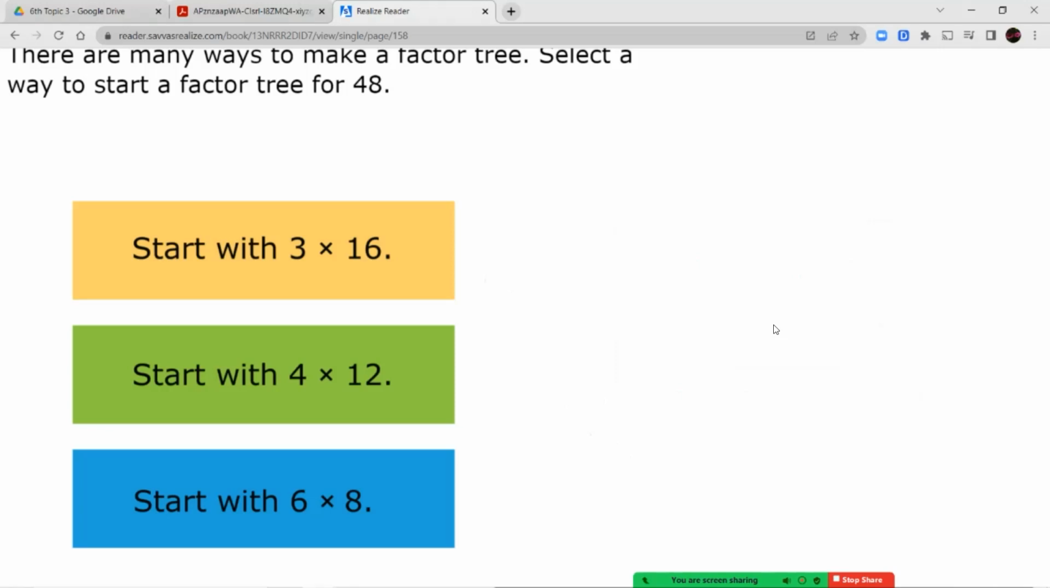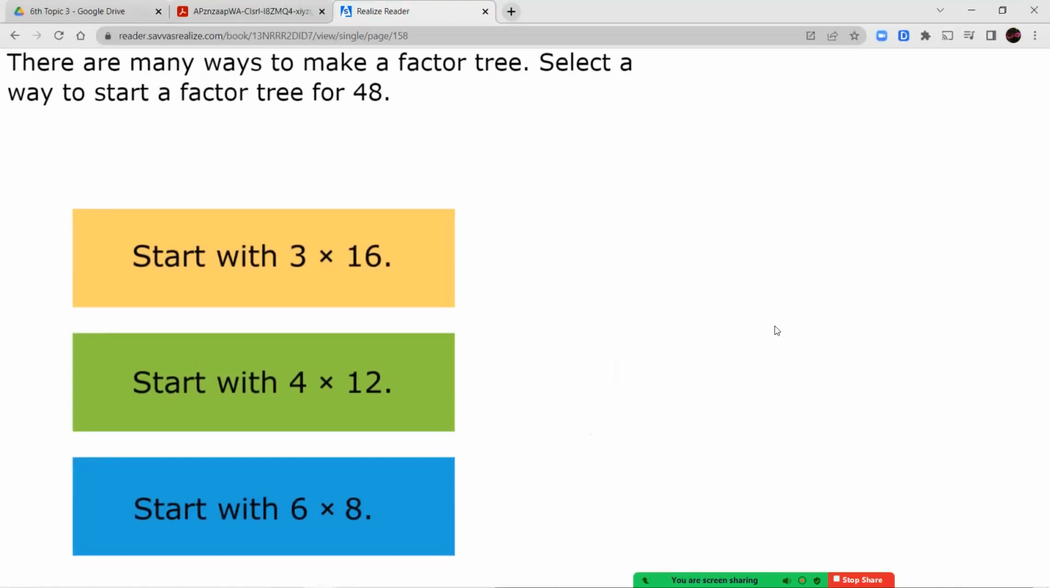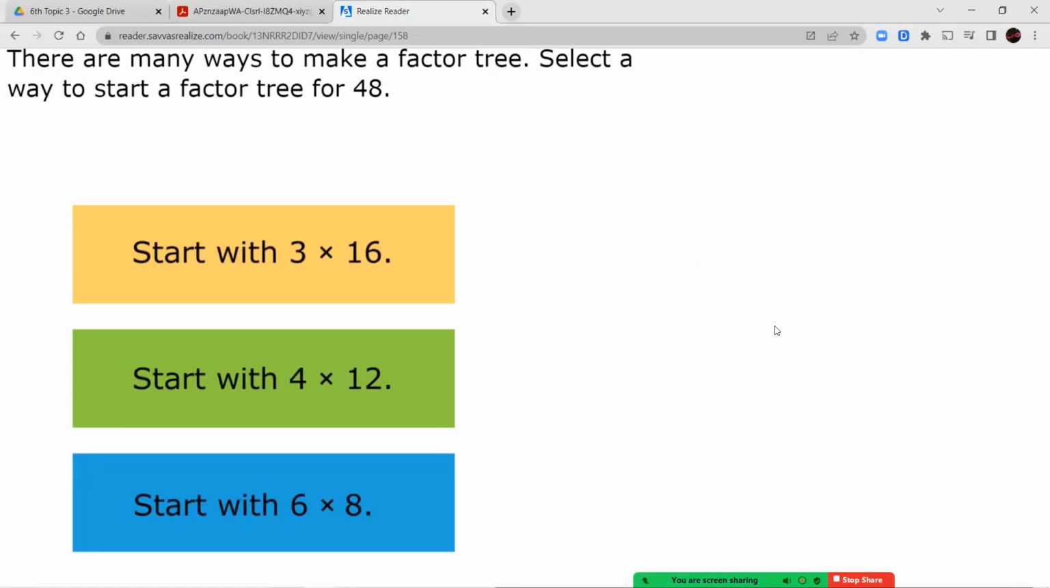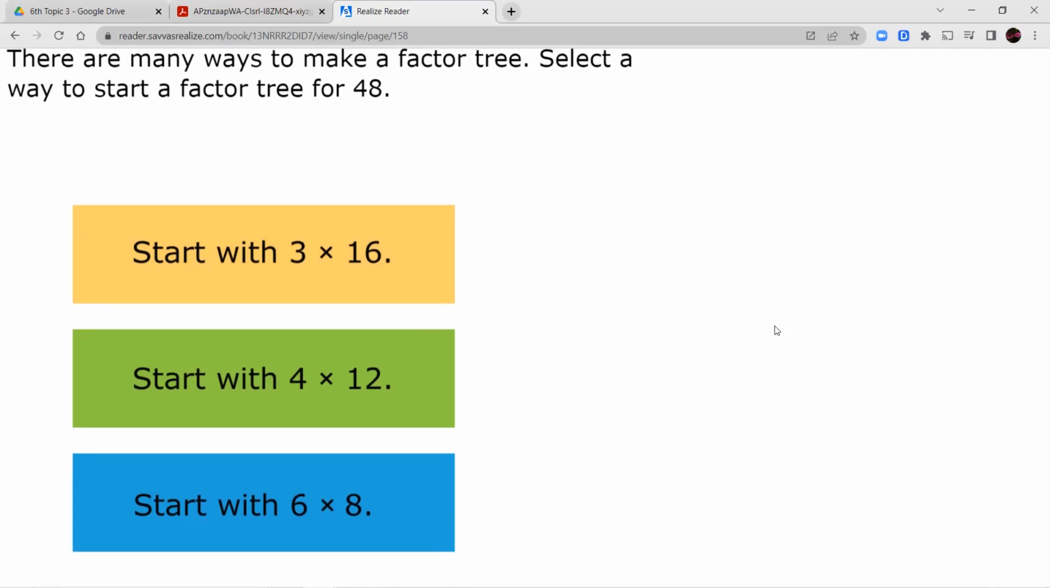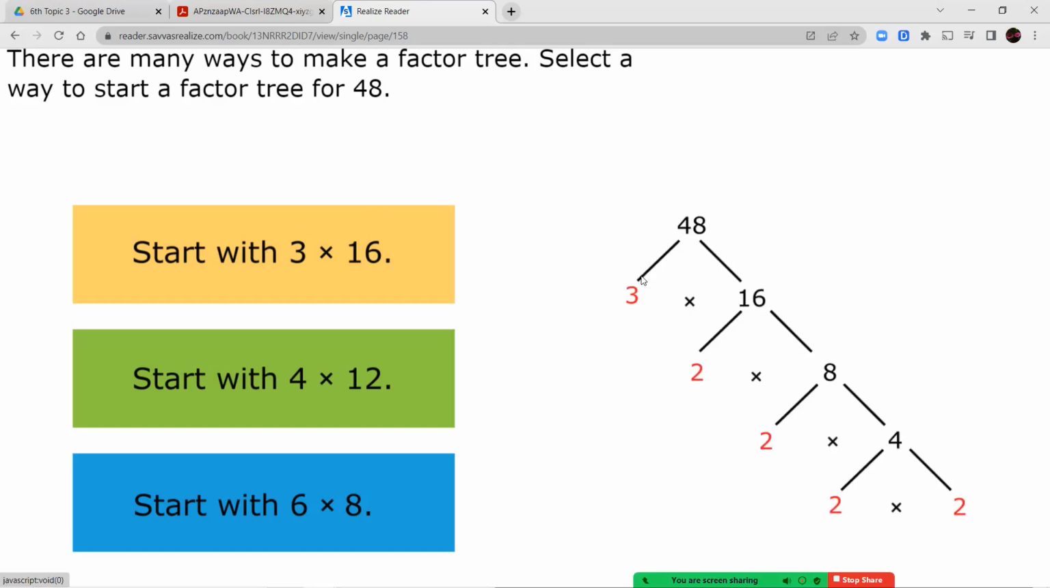All right, so let's give this a try. It says there are many ways to make a factor tree. Select a way to start a factor tree for 48. So for 48, we can start with 3 times 16. Now, if you do 3 times 16, 3 is already a prime number, so nothing is going to branch off of this 3. But 16 is not a prime number.